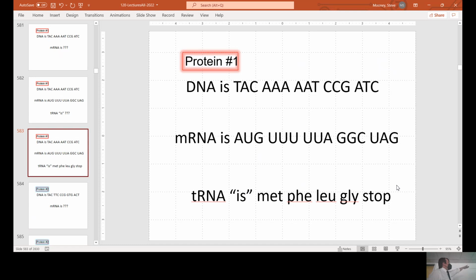So we've gone from DNA to RNA to our protein. Very short little protein, but it is a protein. We get from transcription, translation. Any questions on that?